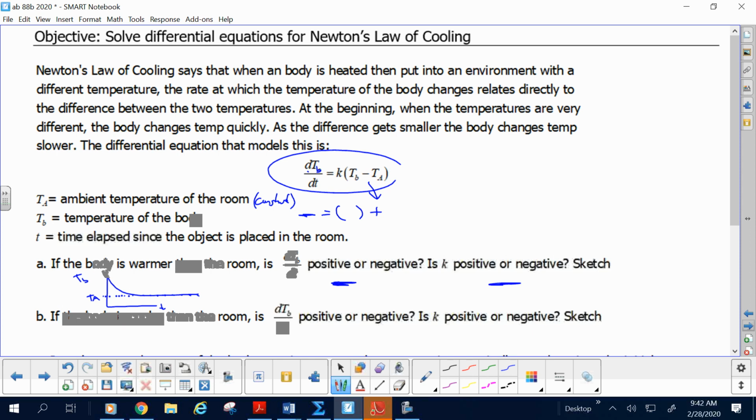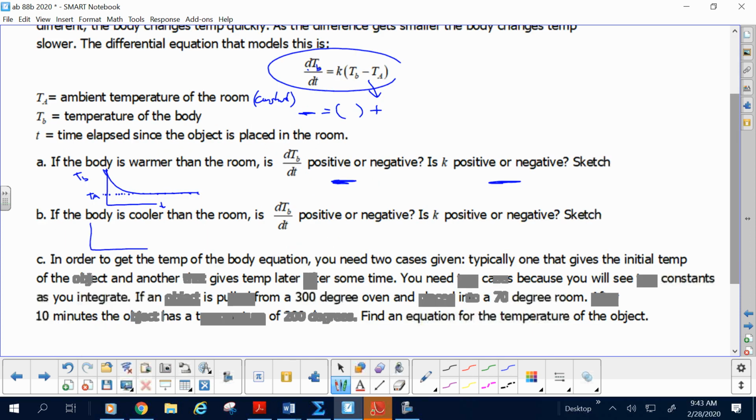If the body is cooler, for example, I took the body out of the freezer and put it in the room, then it would increase, approaching the ambient temperature of the room. And in that case, the rate of change is positive, and K must be positive.